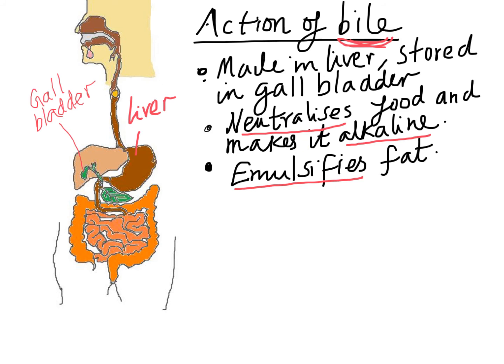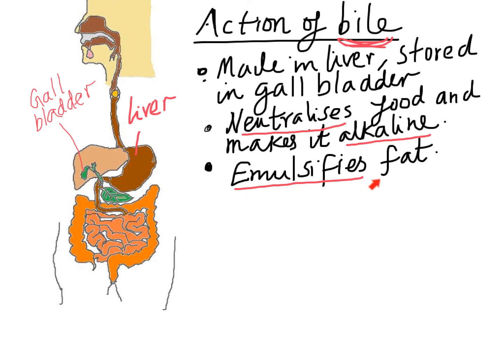That's one main job of bile, to neutralize the food and make it alkaline, which provides the best condition for the enzymes in the small intestine to work. Okay, it also has another important job which is called emulsification of fat.